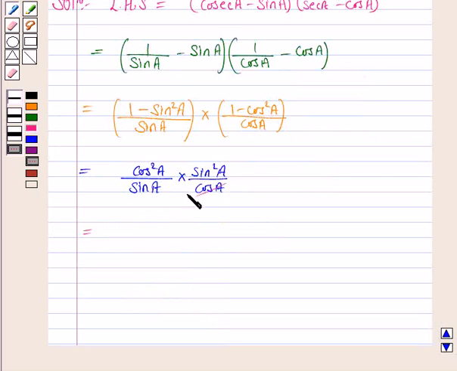Now cos A gets cancelled. So we are left with sin A into cos A. Now we'll solve the RHS, which is 1 upon tan A plus cot A.